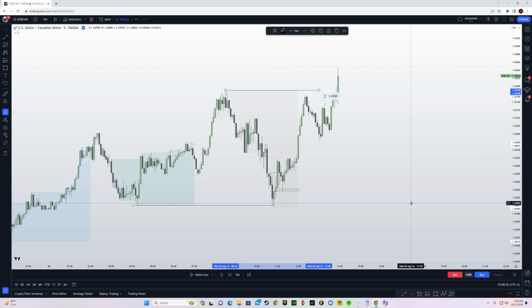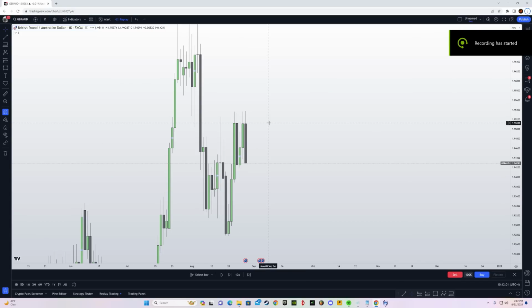Let me give you guys one more example. All right, guys, so here is the last example. And I promise you guys, this is one of the best approaches to trade ICT.